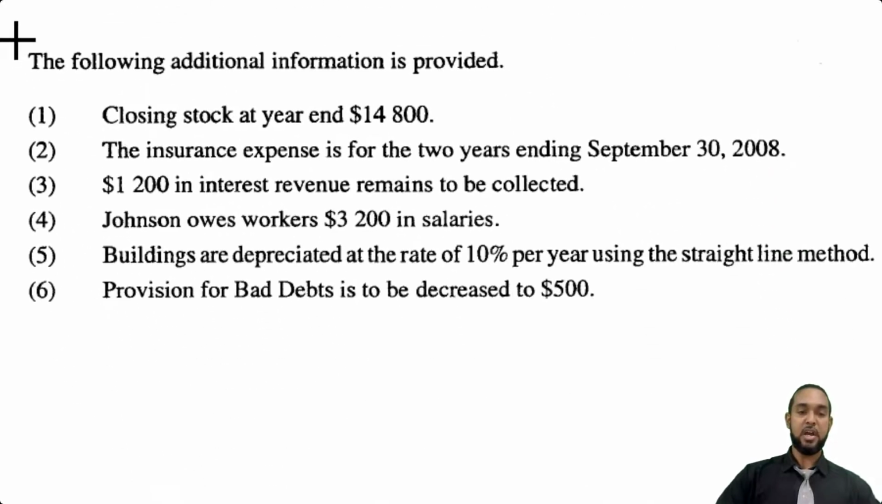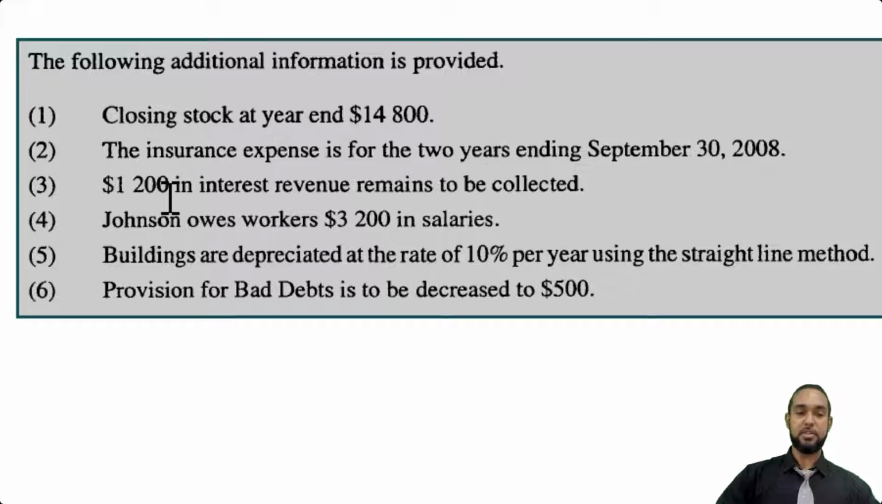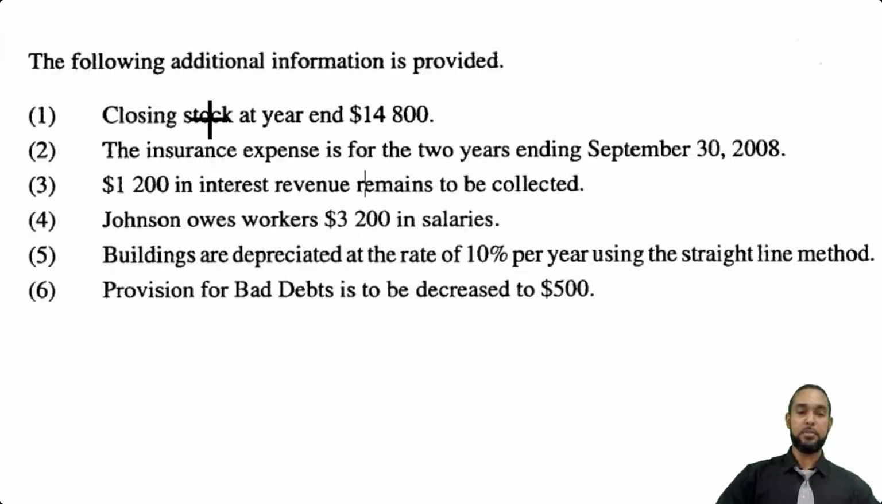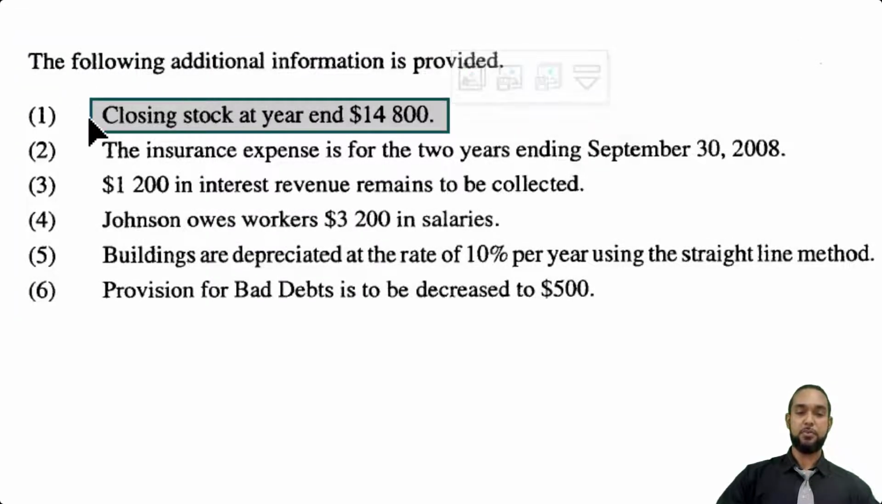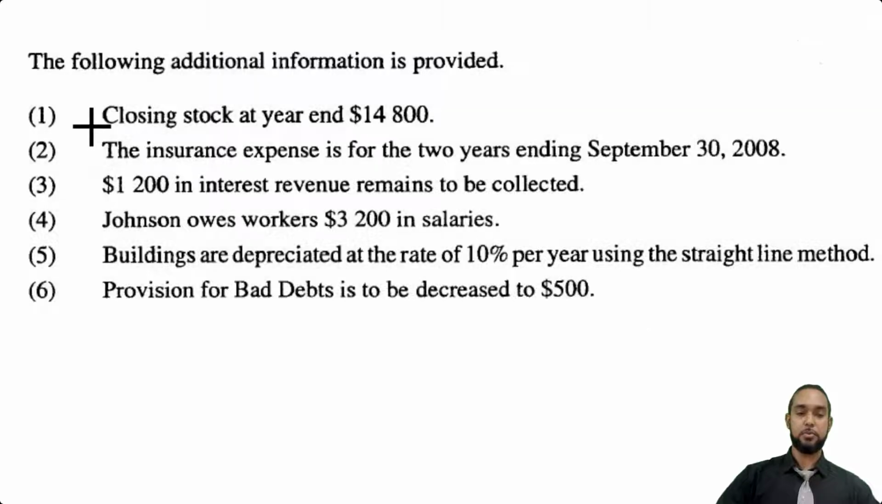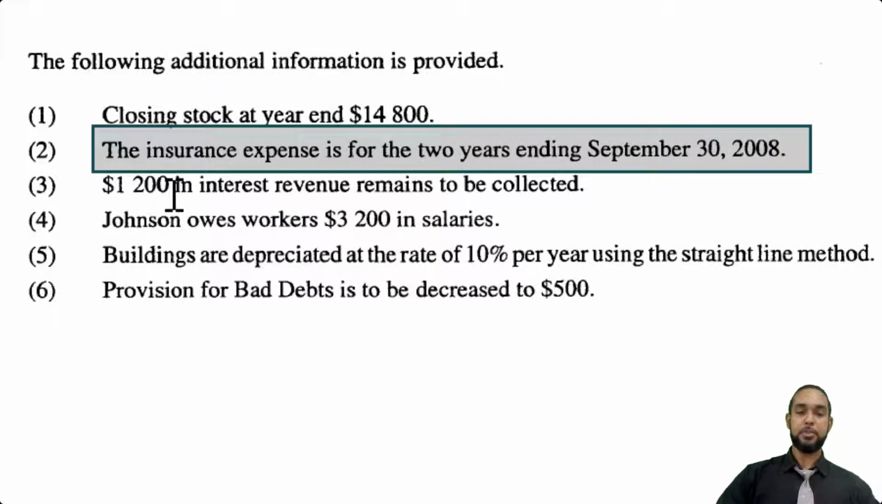Okay, now we have the usual additional information. 6 items, let's go one by one. First item up, closing stock at year-end, $14,800. Second item up, the insurance expenses for the 2 years ending September 30th, 08.